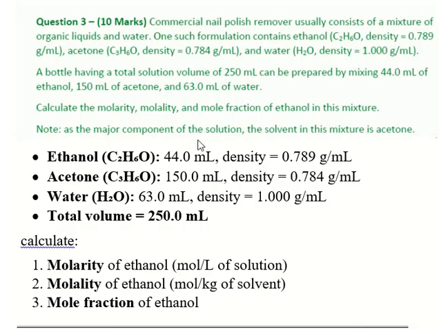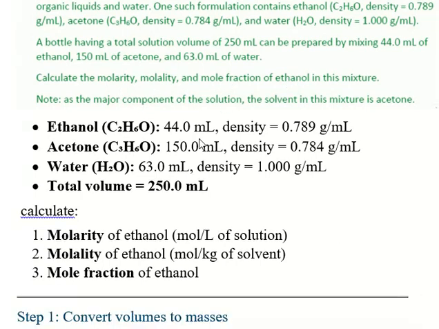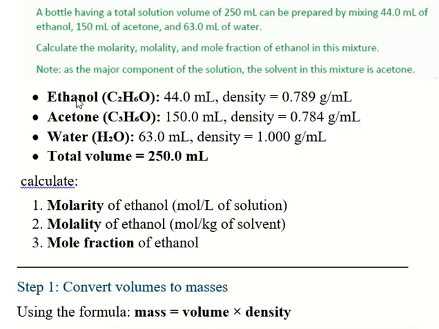Okay, the major component of this mixture, the solvent, is acetone, but we are asked to calculate only the molarity and mole fraction for ethanol. First of all, write down the data given in the statement, density and volume also given in the statement. Ethanol is 44 ml, density of ethanol is 0.789 gram per ml.